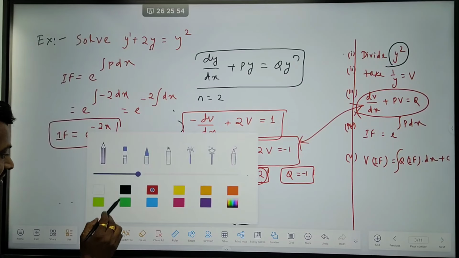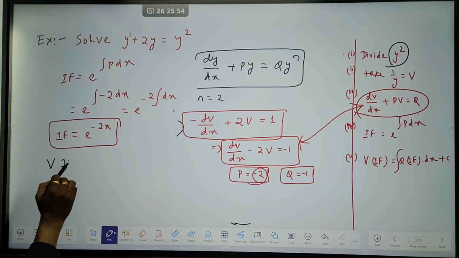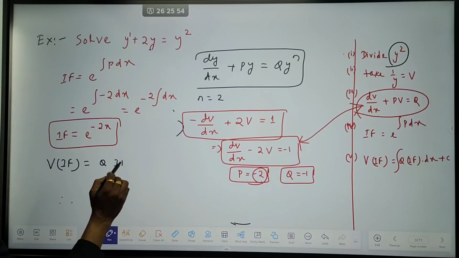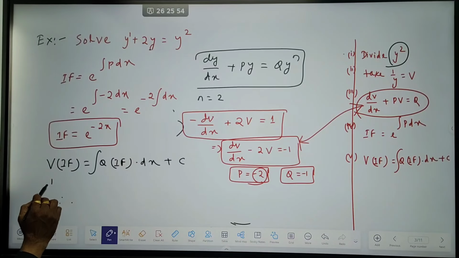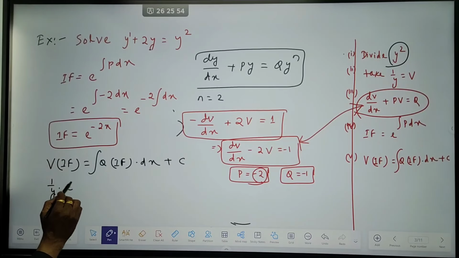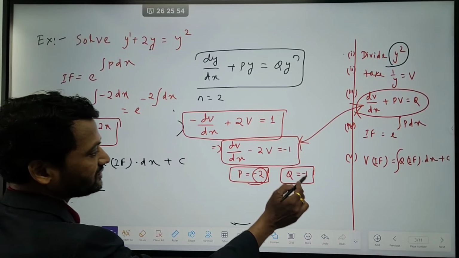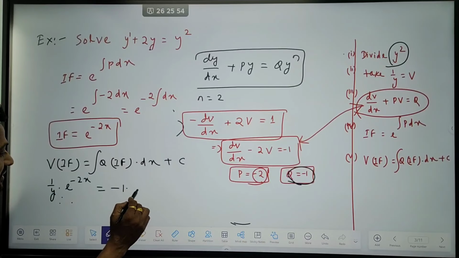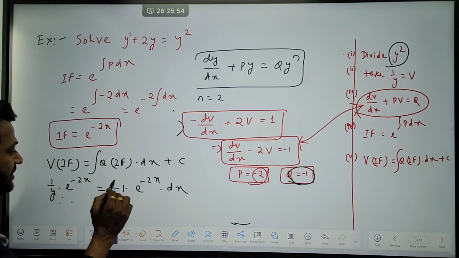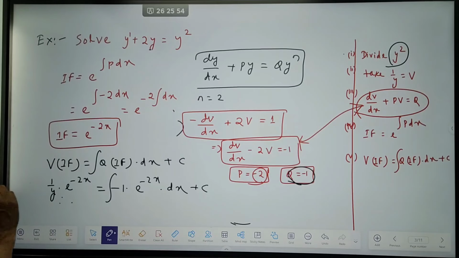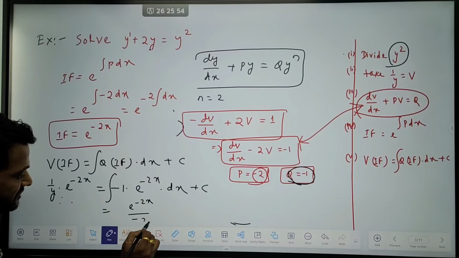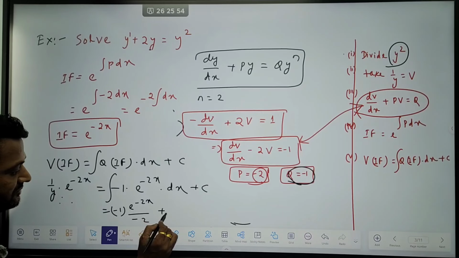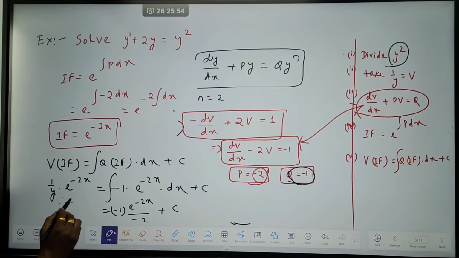ठीक है, एंड व्हाट इज द जनरल सॉल्यूशन, जनरल सॉल्यूशन इज v इंटीग्रेटिंग फैक्टर is equal to q integrating factor into dx integration plus constant. So v क्या है, 1 by y, integrating factor is e to the power -2x and q is here -1, so -1 integrating factor is e to the power -2x dx integration plus c. Now see this expression will be -1 तो कॉमन बाहर आ जाएगा, e to the power -2x का इंटीग्रेशन क्या है, -2x by -2, already we have -1, right, plus c, so minus minus cancel.